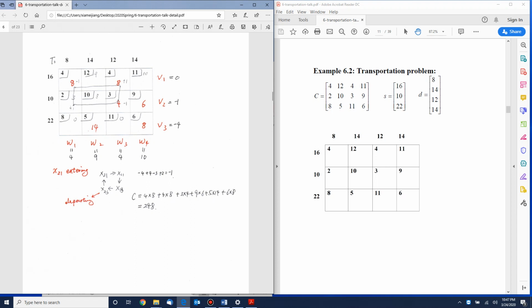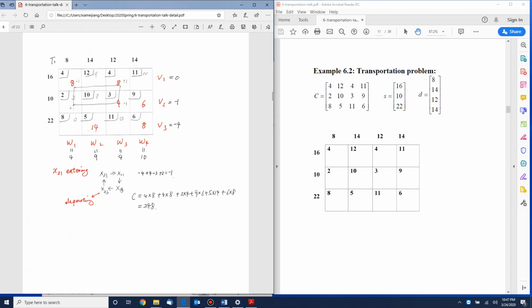The next cheapest one is 9, compared to the 10. So we put the remaining 6 into cell 24. Now in column 4, you could see that market 4 needs 14 units. We already put 6 from source 2. So in this way, market 4 only needs 8, right? Okay, because the second row is done, now we move to the third row.